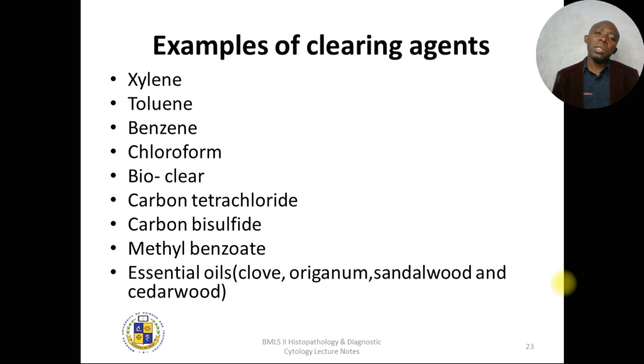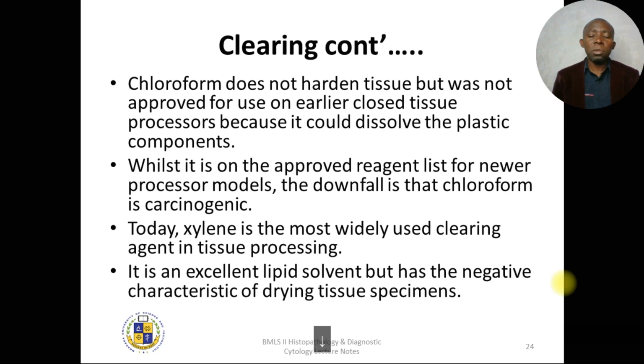But our interest is in using a clearing agent that is easily affordable, that can do the work that we want, that can remove the dehydrant, and is miscible with both the dehydrant and the infiltrating agent that we are going to use, because we want to infiltrate the tissue with the wax. So chloroform does not harden the tissue, but it was not approved for use on earlier closed tissue processors because it could dissolve the plastic components.